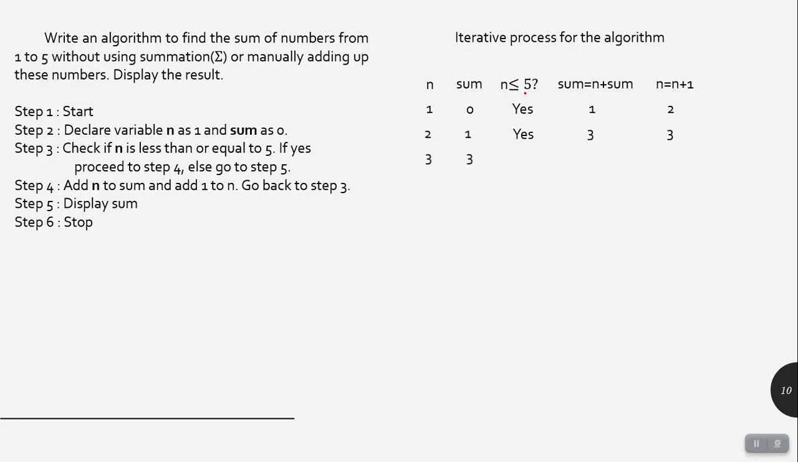And now we will check if n is still less than or equal to 5. Since n is equal to 3 and that is less than or equal to 5, the answer is yes. So again, we will go to step 4 to add n to sum. So that's 3 plus 3, so our sum is 6. And then 3 plus 1 for n, so that's 4. Okay, and then n is equal to 4.